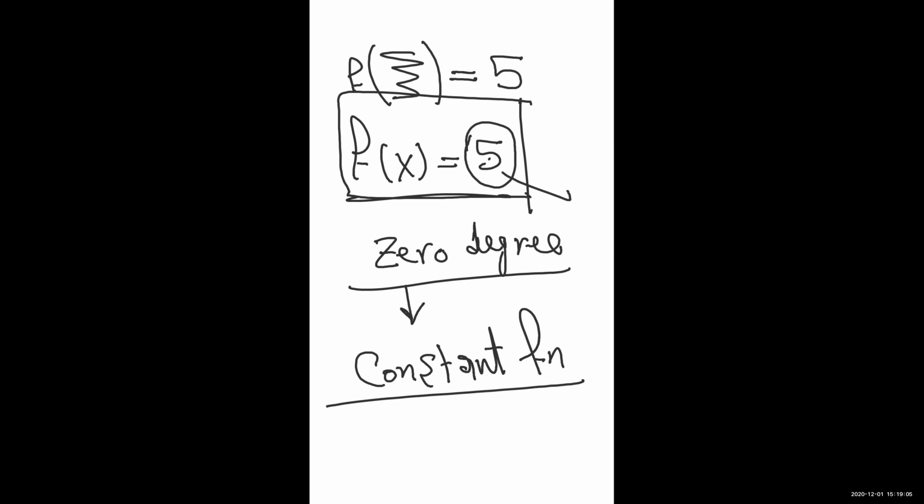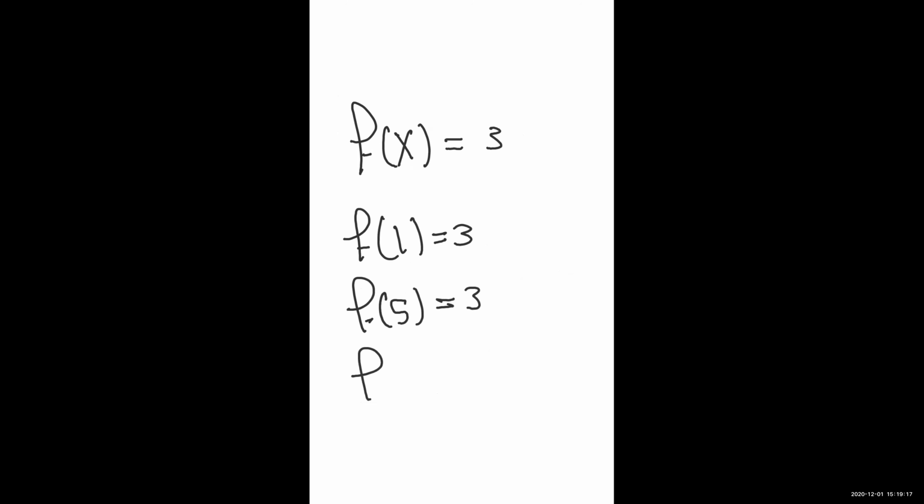I mean that if f of x equals 3, so f of 1 equals 3, f of 5 equals 3, f of negative x also equals 3, f of whatever between the brackets here equals 3. Okay, great. So let's start solving some examples related to the polynomials and their degree.